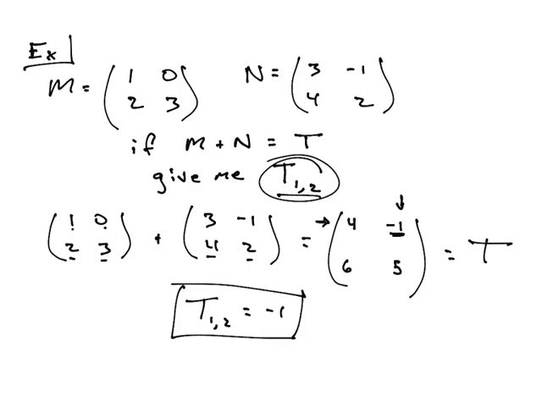Very straightforward once you get used to the notation, and you have to be careful because it's easy to forget: is it row then column or column then row? It's row then column. So T, M, N: M is the row, N is the column.